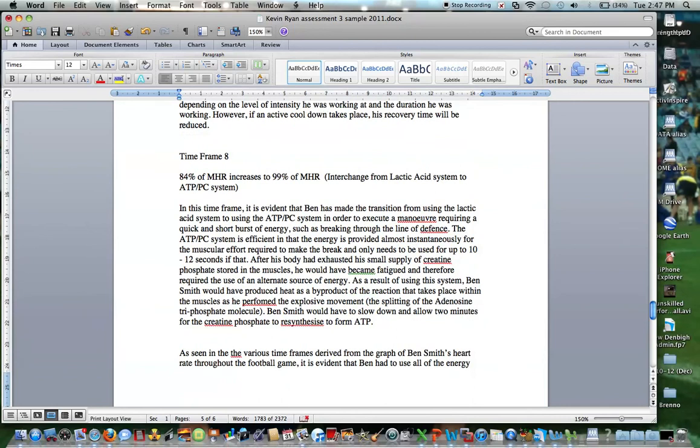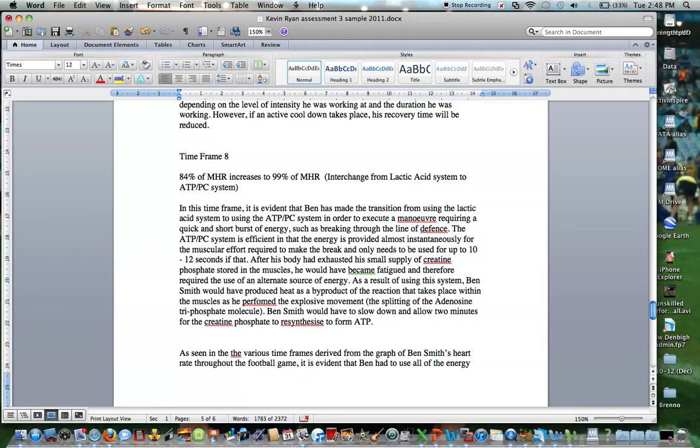We come to the last time frame, 84% max heart rate, pushing back up to 99% of max heart rate, interchange from the lactic acid system to the ATP system. So even though we haven't really seen much of a mention of the aerobic system in here, because of the way in which it's been analysed and explained and put together based on percentages, and he's been consistent throughout, so 84% for one, he said it's the lactic acid. He then can't turn around, which some students have done, and say that 84% now is the aerobic system. You can't do that if you've already said it's for one percentage.